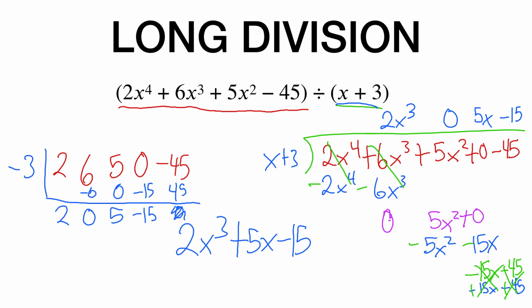So let's see. It started as a quartic, so this is now a cubic. 2x cubed, no x squared, plus 5x minus 15. And sure enough, exactly what I had written before. So we've already seen this page, so let's move on.